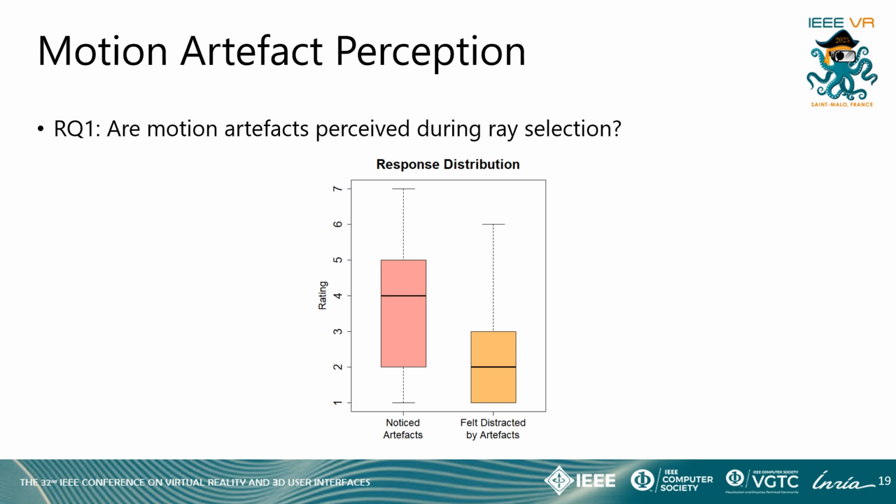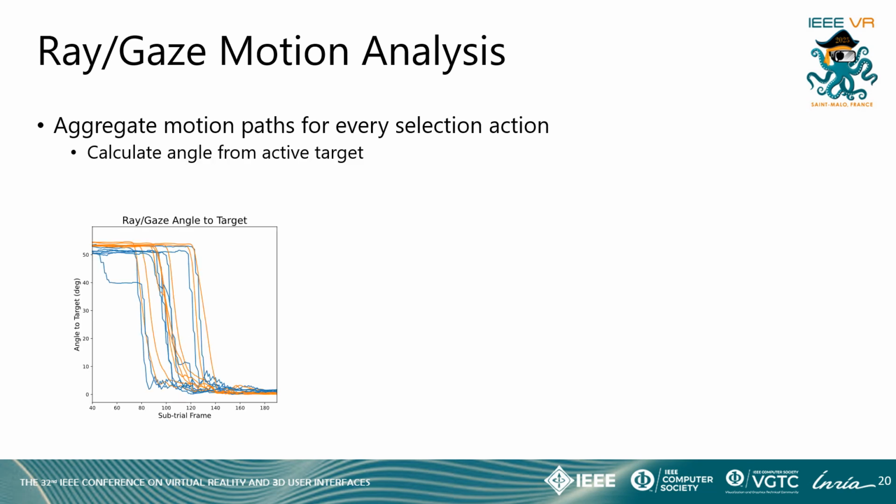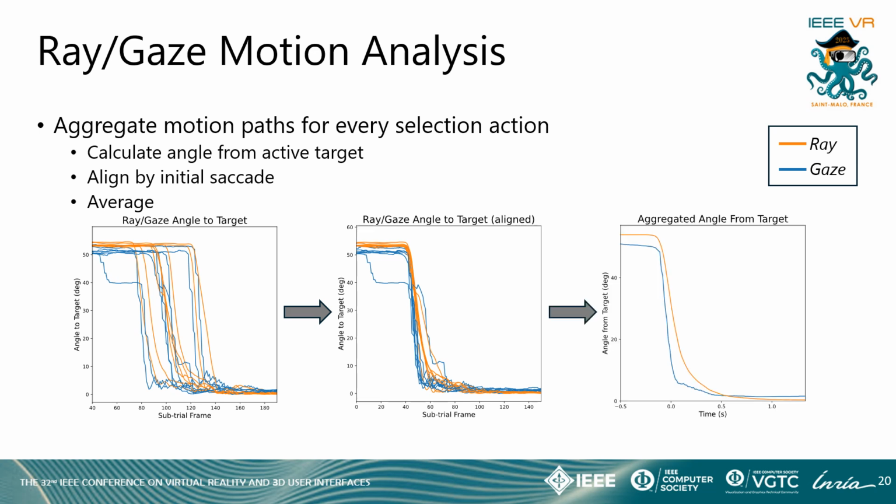As we expected a higher degree of perception of the motion artifacts, we took a deeper look into the ray and gaze movement data for an explanation. For meaningful analysis of the tracking data, we aggregated ray and gaze motion for every selection action performed by each participant. We calculated the rotation angle required to point to the active target and aligned selection actions using the time of the first saccade after the target appeared. This was averaged on a frame-wise basis across selection actions.